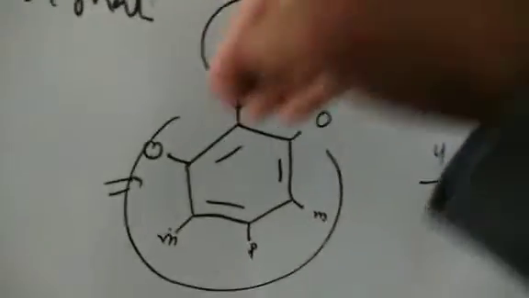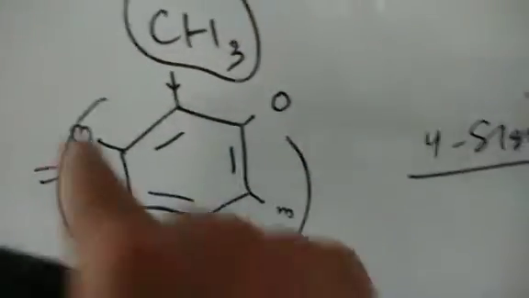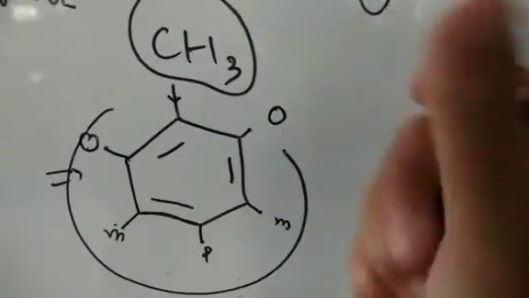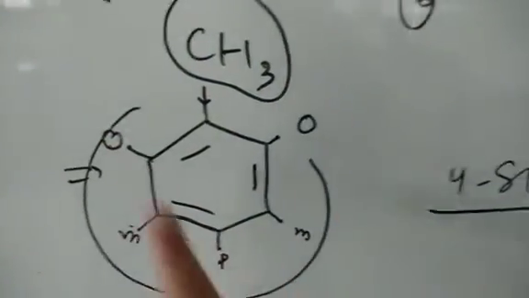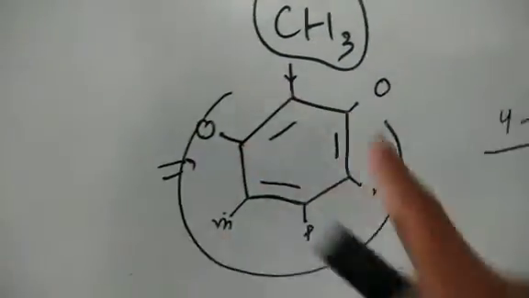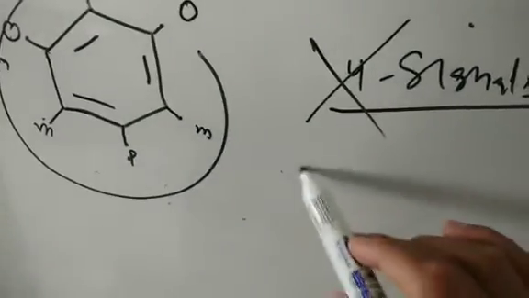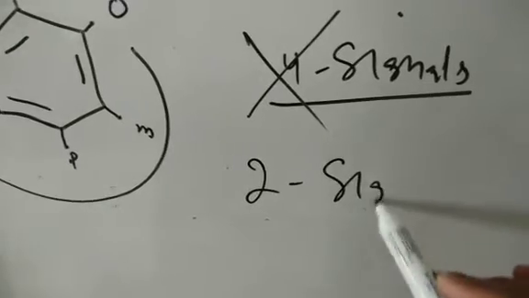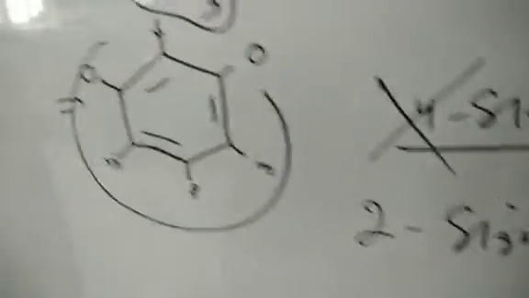If the group attached to the ring is strongly donating or withdrawing, then we have those ortho, meta, para positions, and the protons will behave in a different manner. But its effect is very weak, so they are all almost equivalent. So you'll get 1 signal for this usually, and 1 signal for this. So 2 signals, you will not get 4 signals normally. If it is very high resolution, then it's possible.